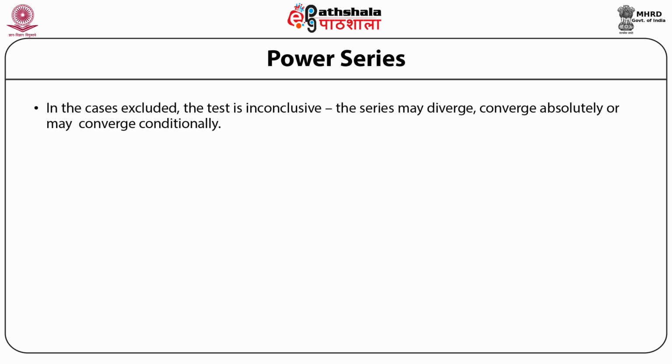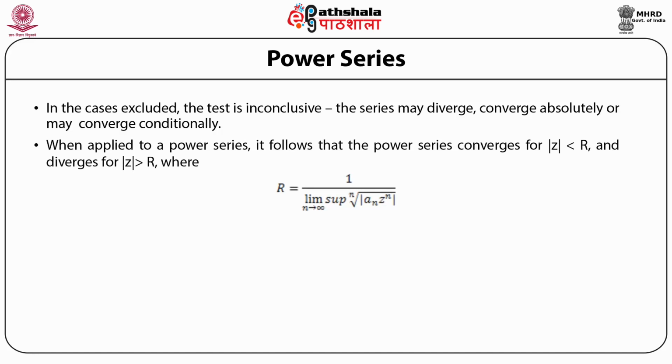In the cases excluded, the test is inconclusive. The series may diverge, converge absolutely, or may converge conditionally. When applied to a power series, it follows that the power series converges for mod z less than R and diverges for mod z greater than R, where R is equal to 1 divided by the superior limit, as n tends to infinity, of the nth root of mod of an z raised to power n.